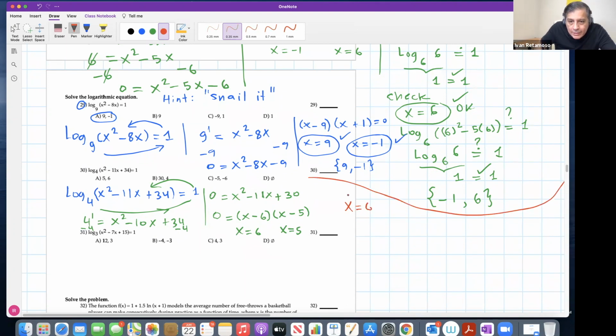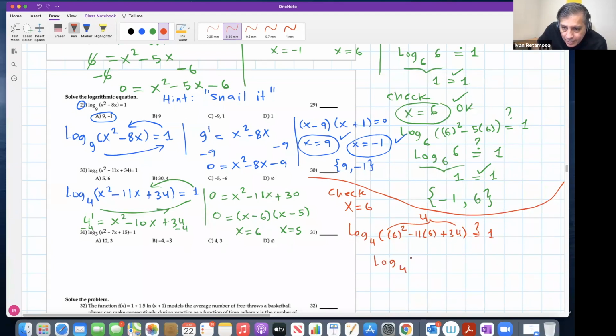That x equals 6, check. If you check x equals 6, remember it is enough to show that the inside of the log is positive, right? If you get to determine that, then you are done with the check. Look, 6 squared is 36, minus 66 is minus 30, plus 34 is 4, positive. So this is going to check.